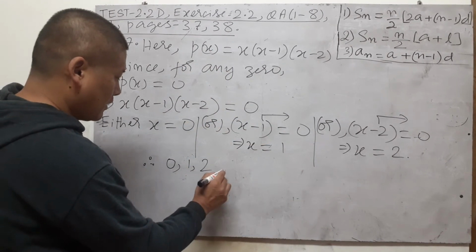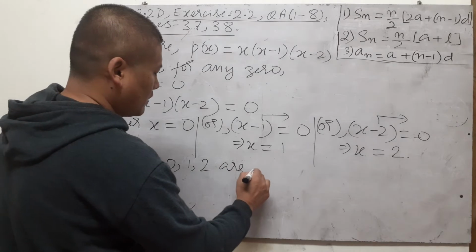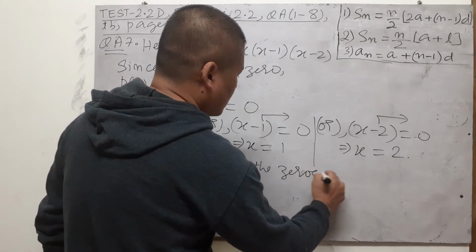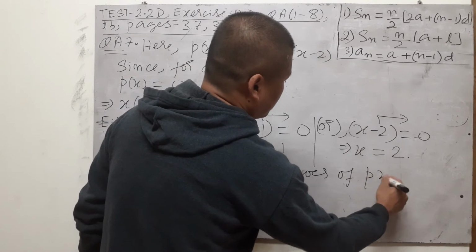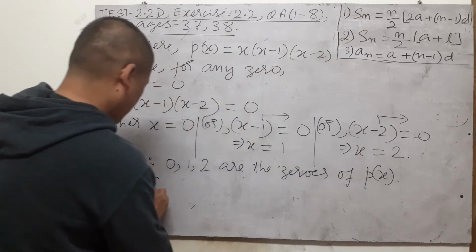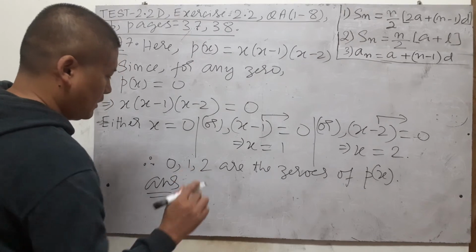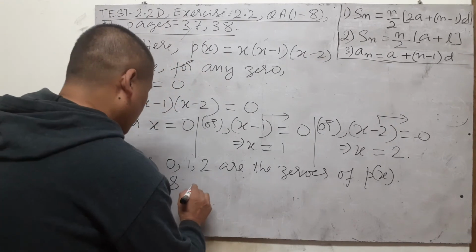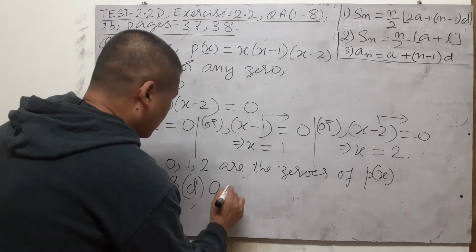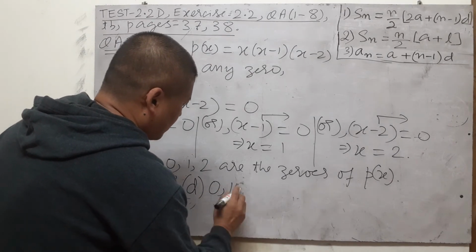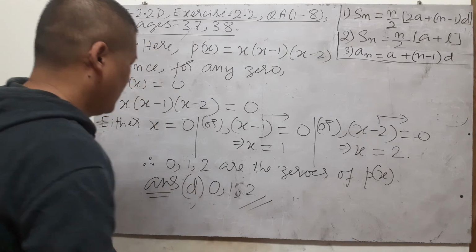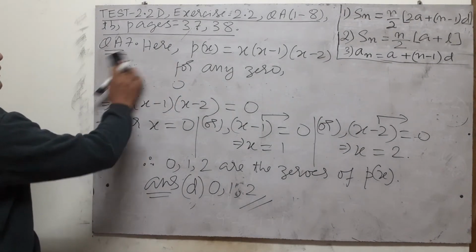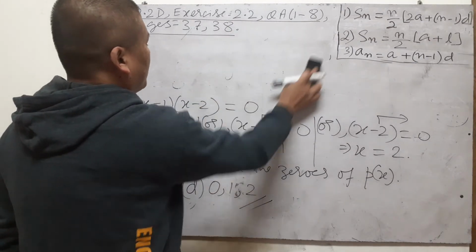So 0, plus 1 and plus 2 are the zeros of the given polynomial p of x. Therefore the right answer here, having this 0, 1, 2 matching this one, is D. So the zeros of this p of x is 0, 1, 2, given by option number D. Okay, one more question and we're complete with this part.